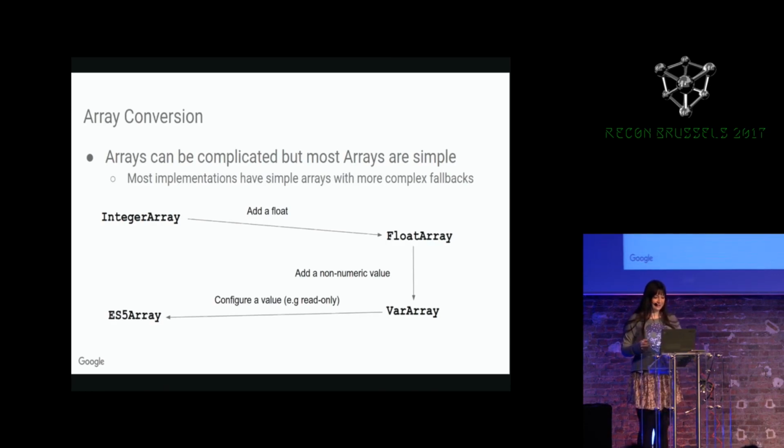So in Chakra, you start off with just integers in your array, and then you're an integer array. As soon as you get a float added, you become a float array, and that has to be twice as long because there are 8 bytes per element. And then if you add an object to it, it becomes a var array, and that means instead of having numbers in the array, you have pointers to objects. And then the very final stage of an array, which doesn't happen very often, is what if you configure a property on an array? What if you make one element of the array read-only? Then you have to actually have a structure with the properties of every element in it, and that's what they call an ES5 array.